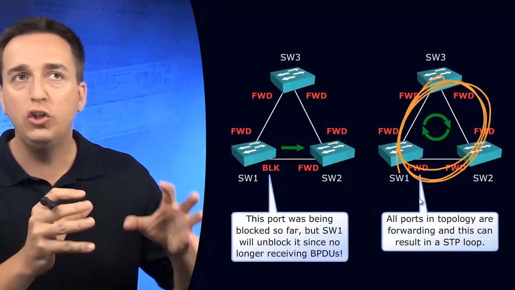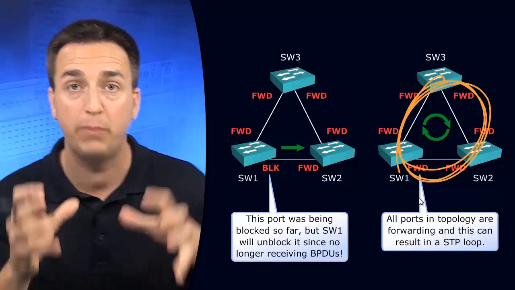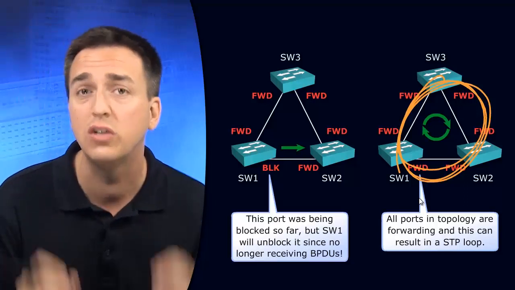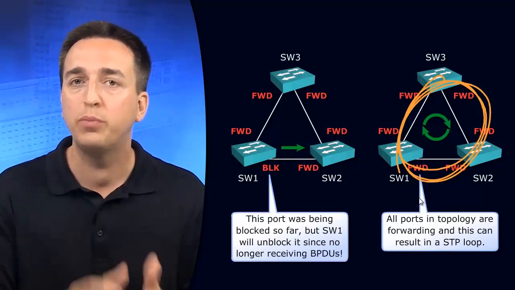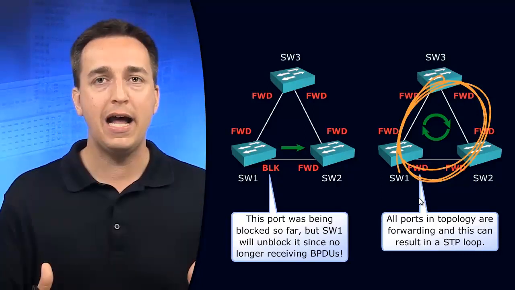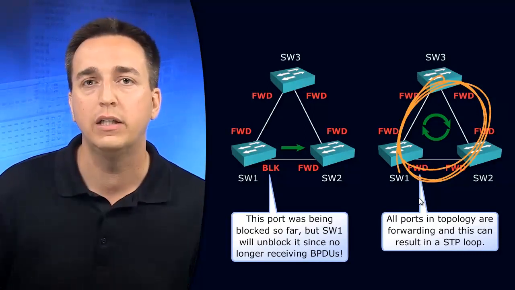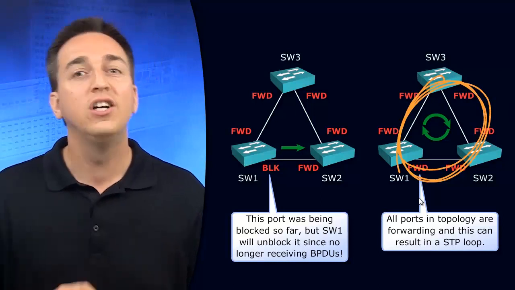So the unidirectional link, whether it's caused by software failures or whether it's caused by a hardware failure, a physical link failing, is detrimental to spanning tree protocol. And we need a way to recognize these unidirectional links. And there's features such as LoopGuard that can help us out, and features such as UDLD.